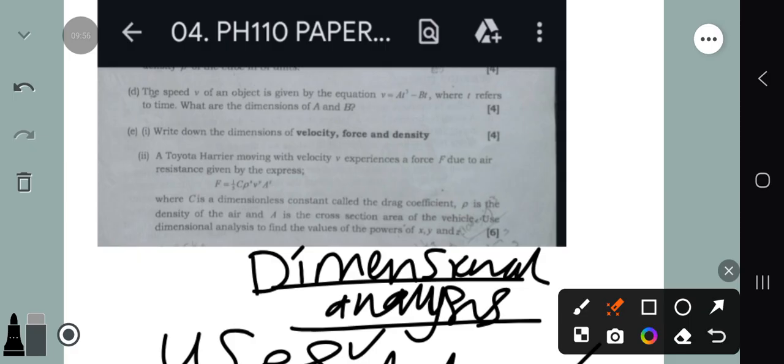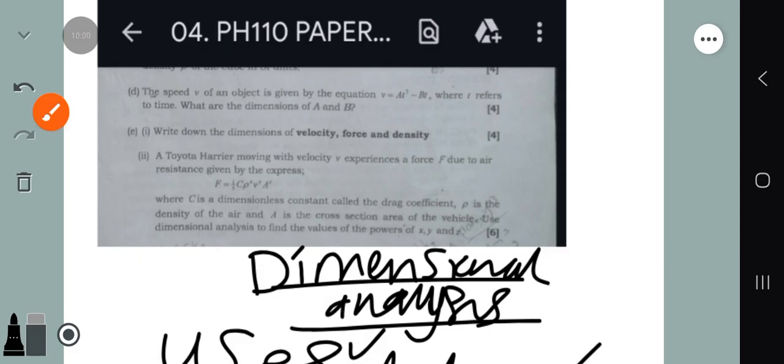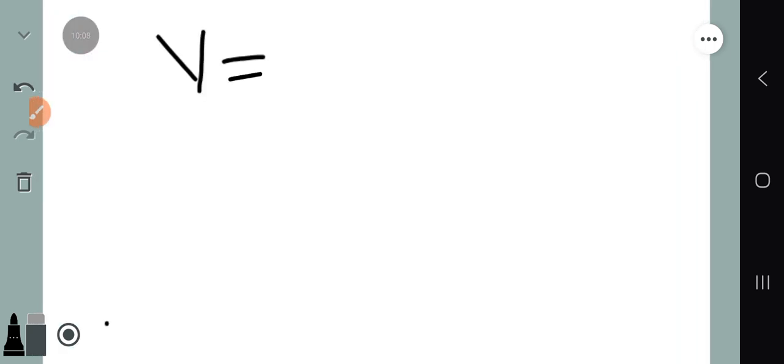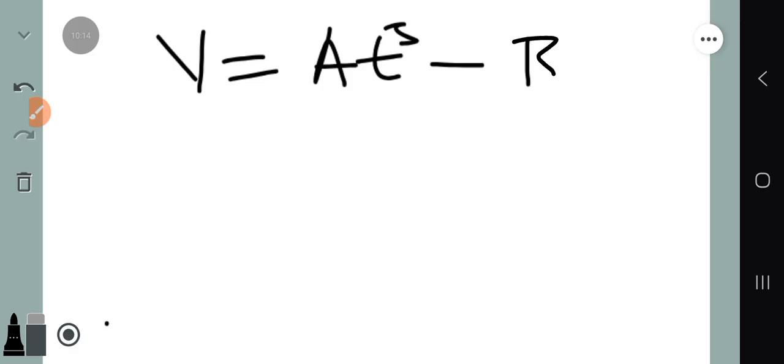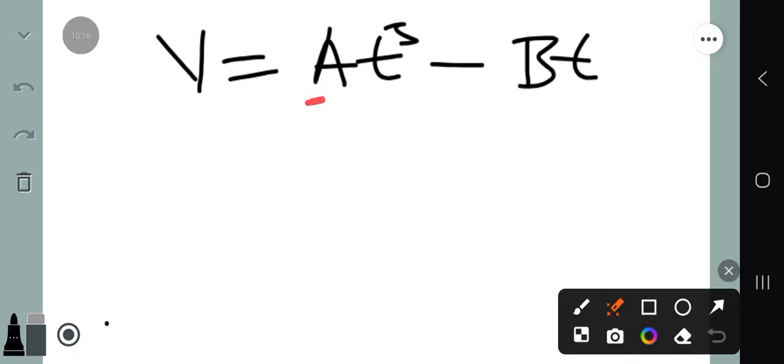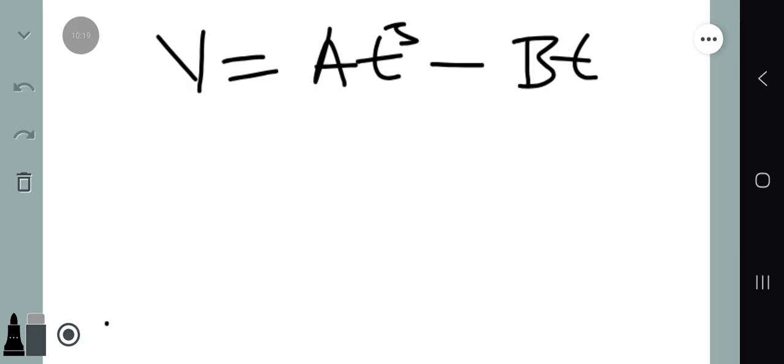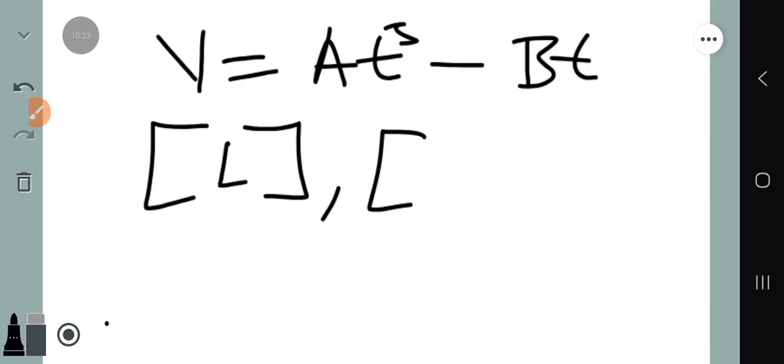So let's try that. Let's try to find, so the equation was V equals AT cubed minus BT. And then they are saying find the dimension of A and the dimension of B. You know that there are only 3 dimensions. Dimension is denoted using 2 square brackets, all right? And inside you put any letter of your choice. So we have 3 dimensions, dimension of length, dimension of mass, and dimension of time.